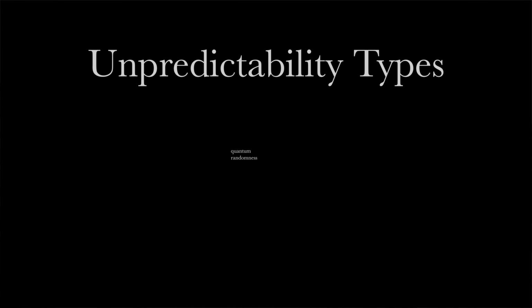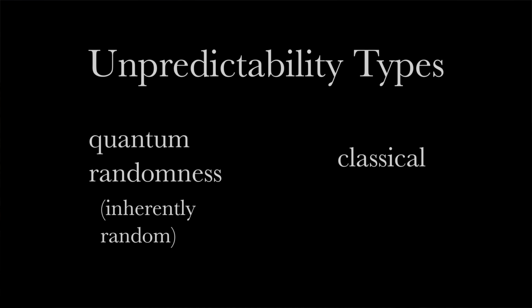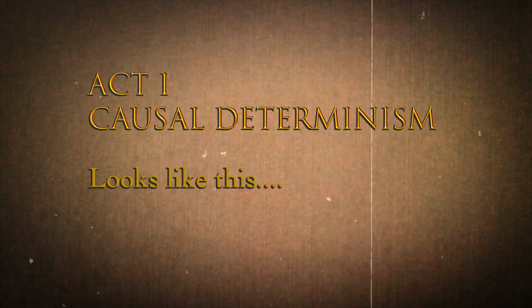There are two types of unpredictable events: quantum randomness and classical unpredictability. Quantum randomness is inherently random, while classical unpredictability is causally determined. Let me use a thought experiment to describe the difference. A causally determined process looks like this.